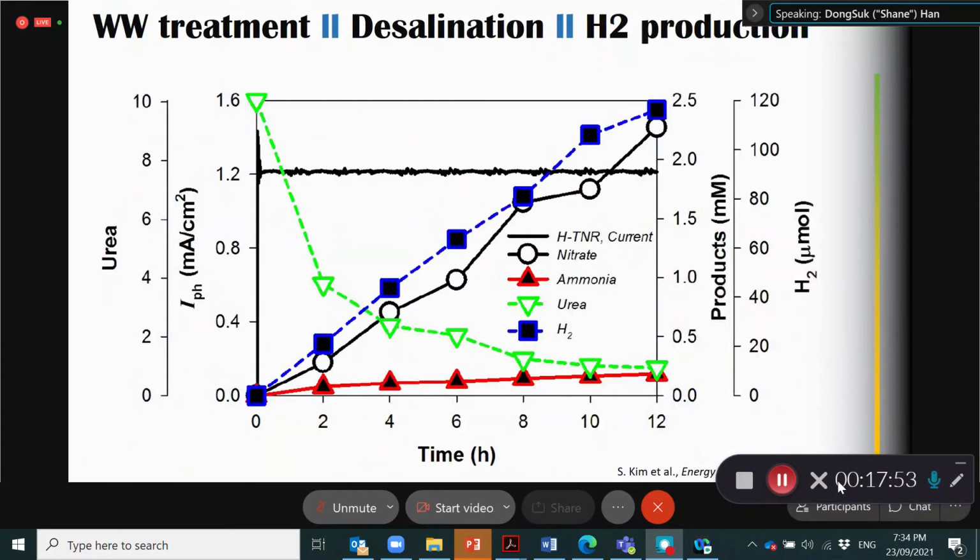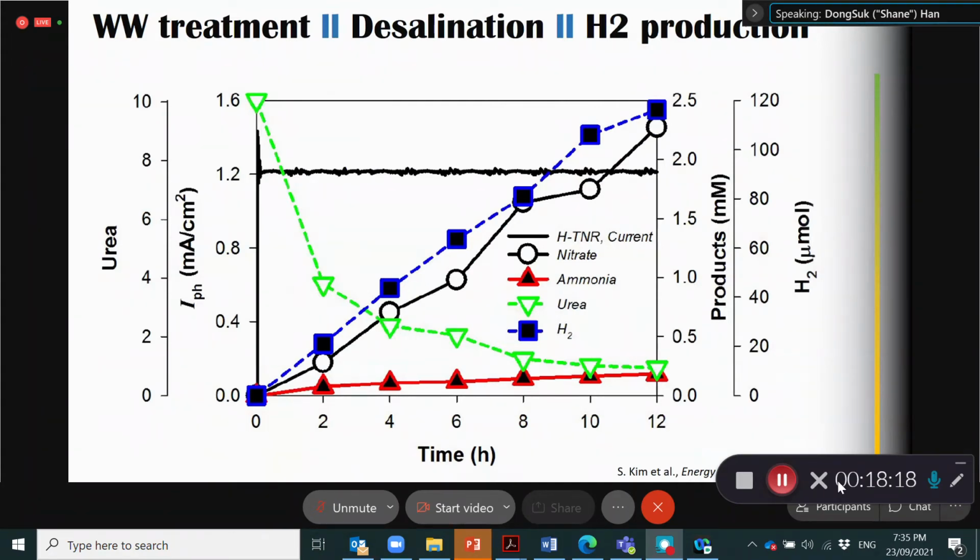So this is one of the examples of experimental results we obtained. Over time, up to 12 hours, the hydrogen produced linearly up to 24 micromoles. This is with almost more than 90% efficiency.